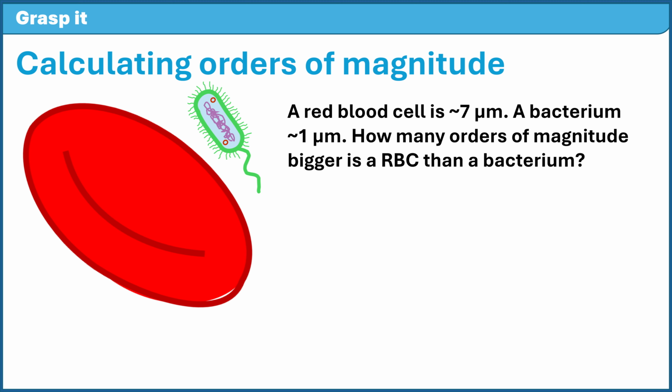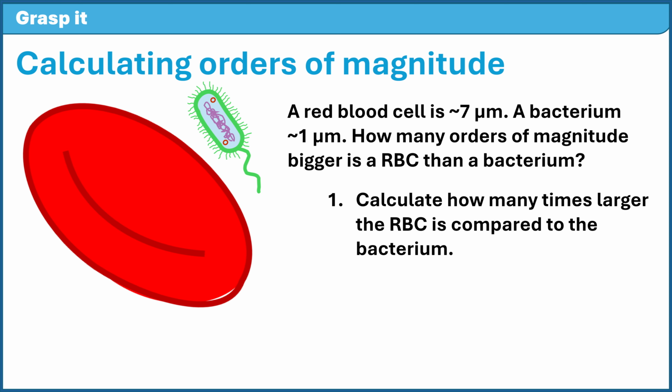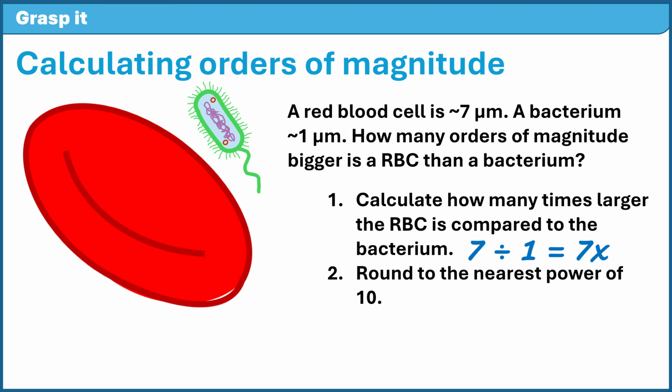Here's the 3-step method you need to beat this question. Step 1. Calculate how many times larger the red blood cell is compared to the bacterium. We do 7 divided by 1, which equals 7 times bigger. Step 2. Round to the nearest power of 10. Now 7 is closer to 10 than it is to 1, so we round 7 to 10.